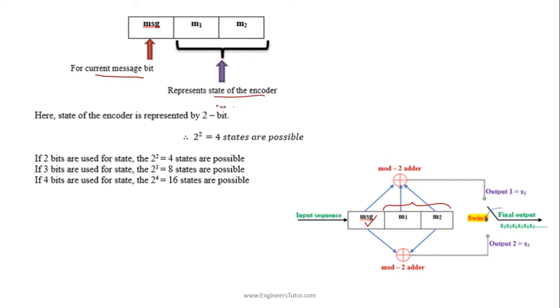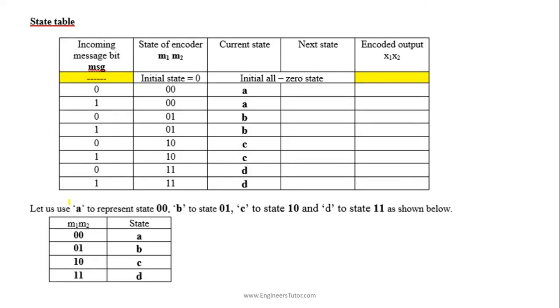For the state, 2 bits are reserved, so we can have 4 possible states: 00, 01, 10 and 11. If, suppose, the constraint length is 4, we can have 16 possible states. So for the given convolutional encoder, we have 4 states: 00, 01, 10, 11. Let us represent these states with the symbols A, B, C, D.